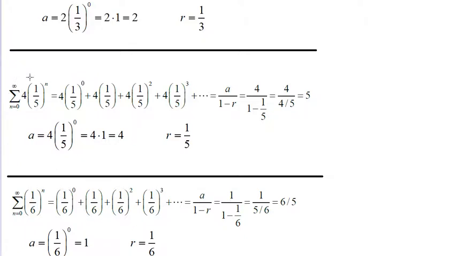And therefore this geometric series converges to a divided by 1 minus r. a is 4, r is 1/5. So we have 4 divided by 1 minus 1/5, which is 5.